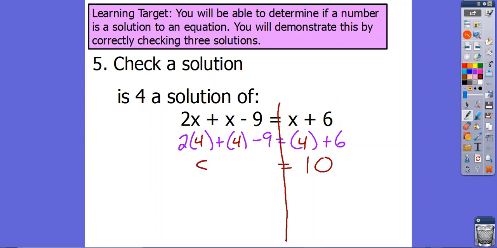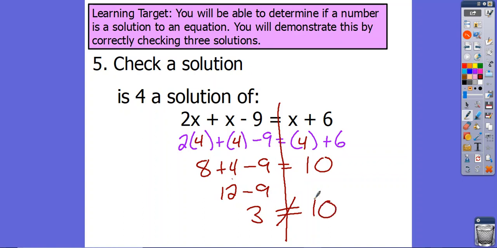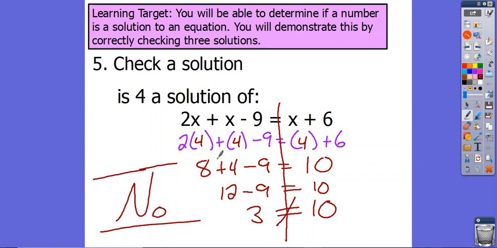So 2 times 4 is 8. 8 plus 4 minus 9. 8 plus 4 is 12. 12 minus 9 is 3. 3 does not equal 10. So we put the slash through the equal sign to show that it is not equal to it, and we make sure we answer the question. Please make sure you answer it and say, no, it is not, or yes, it is.